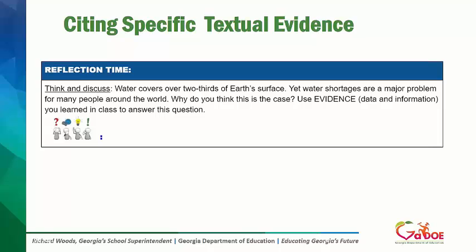So for example, in this one, I said, think and discuss. Water covers over 2/3 of the Earth's surface, yet water shortages are a major problem for many people around the world. Why do they think that's the case? And of course, in the original one, I did give them more claims that could answer this question as well. And they will use that evidence and data information that they have learned in class to give me more information about that.